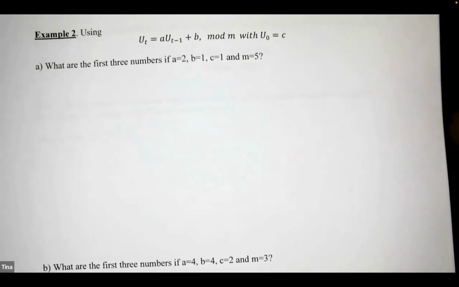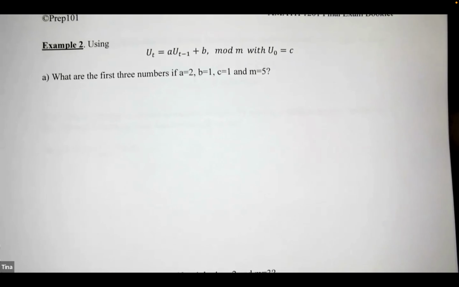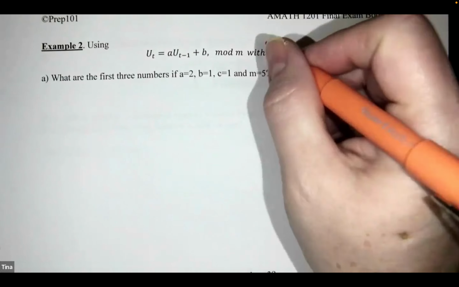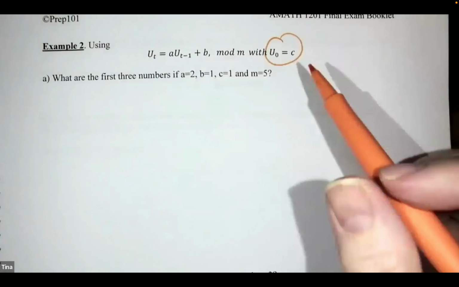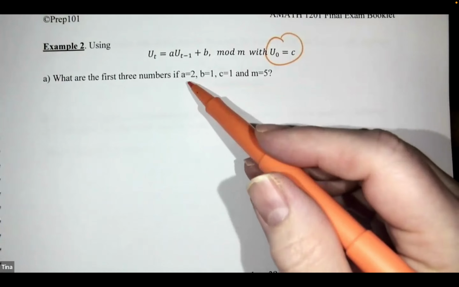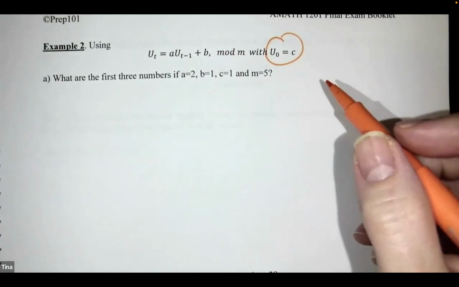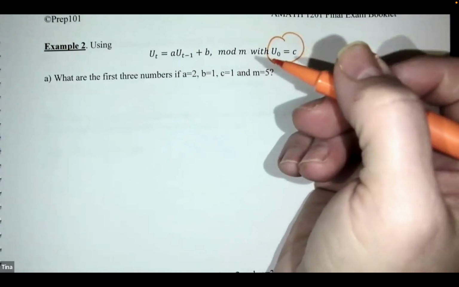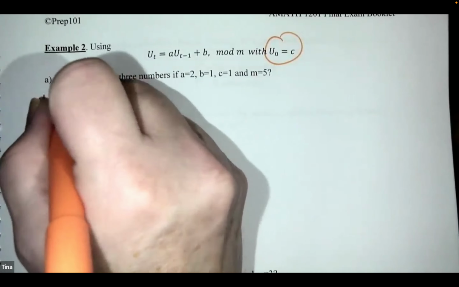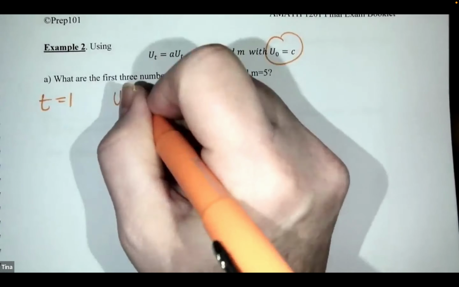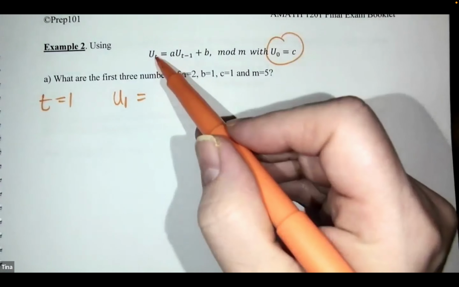Okay. So second style of question on the exam. So U_t is a U_(t-1) plus b mod m, with U_0 equals c. What are the first 3 numbers? So if a is 2, b is 1, c is 1, and m is 5. So that means if t is 1, then what's U1? Think recursively, right?